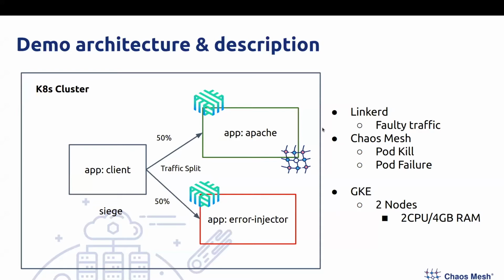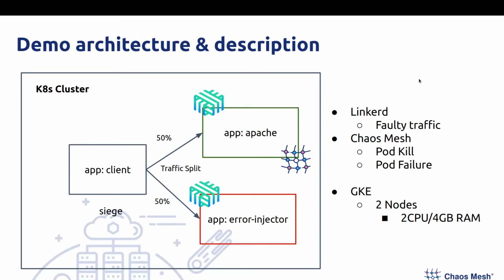Right now, this is the demo architecture and description in general of what we are going to show. This is a part of the experiments that we are already doing in the thesis. Basically, we have a Kubernetes cluster on Google Cloud GKE. We have two services: one is the client, the other one is an Apache service. Both are deployed as deployments on Kubernetes. The client has this command to generate traffic and is calling Apache.